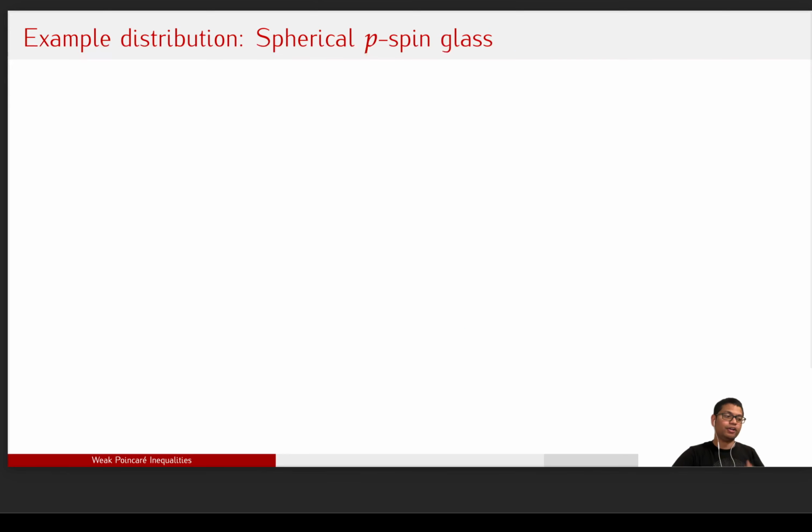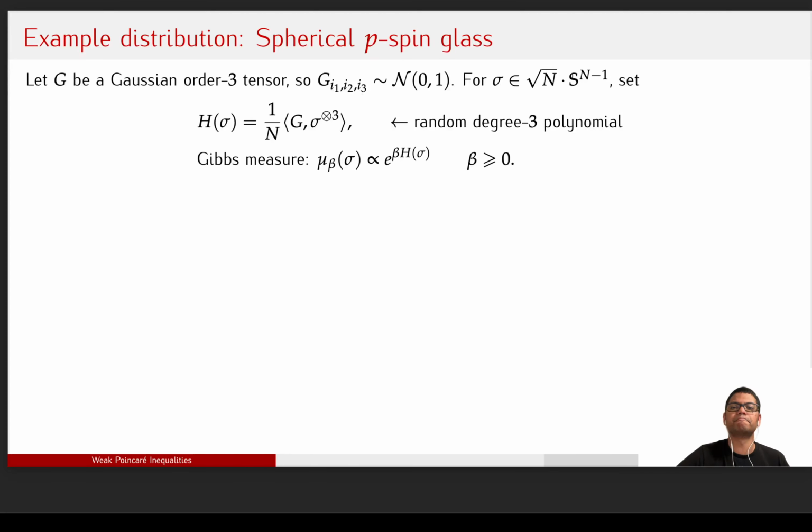Okay, so now let me tell you about a very different kind of distribution, which is going to be the main subject of study in the talk. It's going to be a good test bed for the kinds of things that we will study. So let me introduce the spherical p-spin glass. In the spherical p-spin glass, the Hamiltonian is a random degree 3 polynomial whose coefficients are independent Gaussian entries.